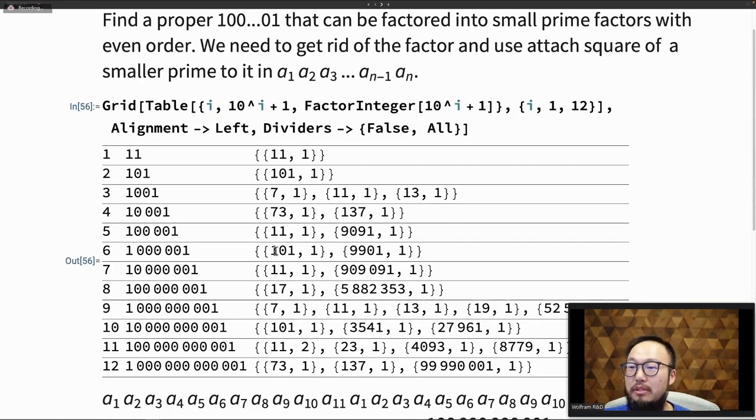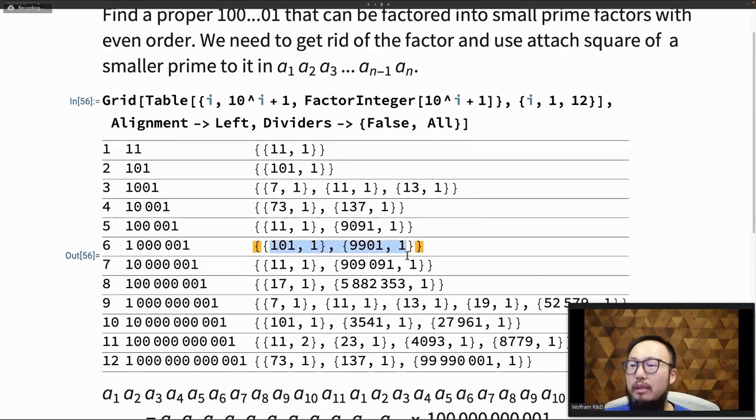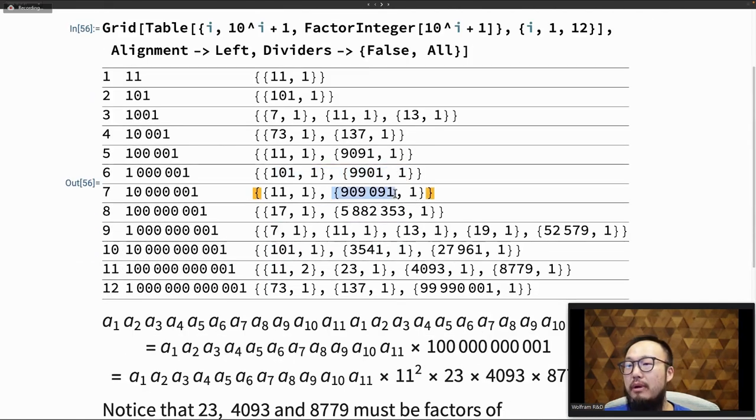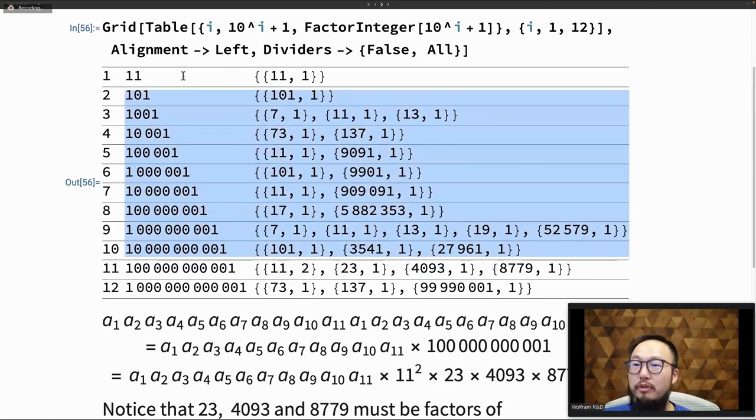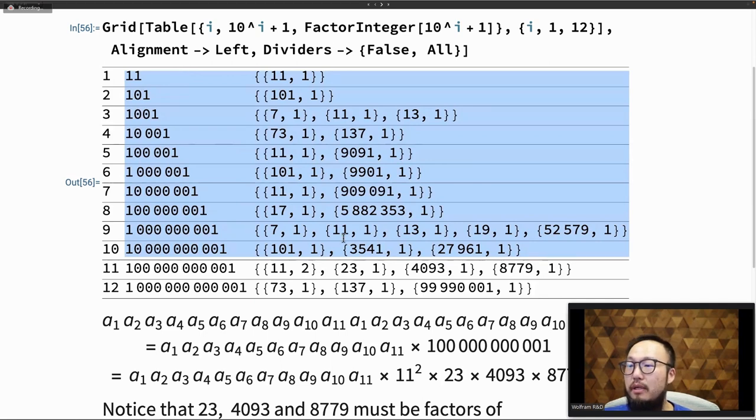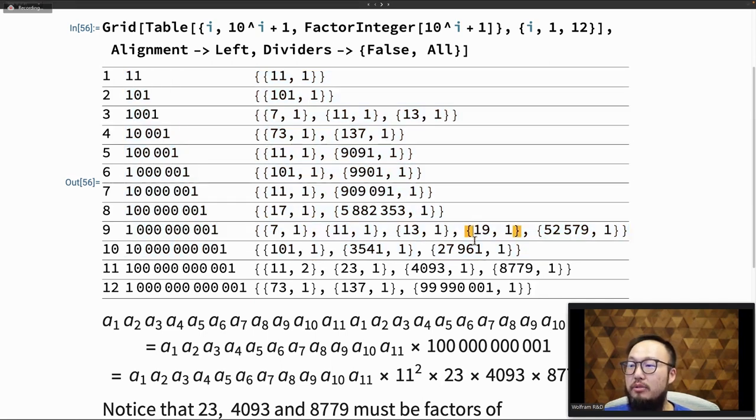So what if one something zero one is not prime? For example, these guys are not primes, so you can find a factorization for that. But none of them work, you can just test it. The issue is that for everything above this guy and before number 11, you always have prime factors with at most power equal to one. That's the tricky part.